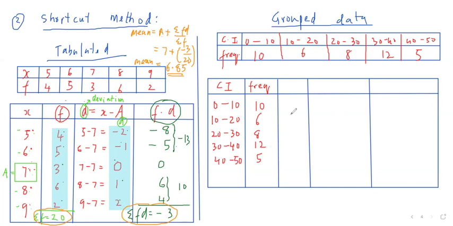My next column is going to be that mid value. So this is F. The mid value is always X. The mid value is the middle of this group of data that I have, and it's easy to fill in because it's just the middle of those numbers. Kushali, can you help me with that? The first one is 5. Correct. 15. 25. 35. And 45.